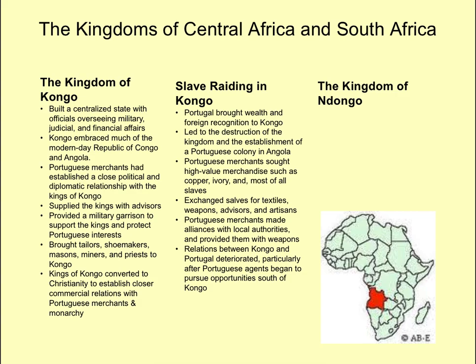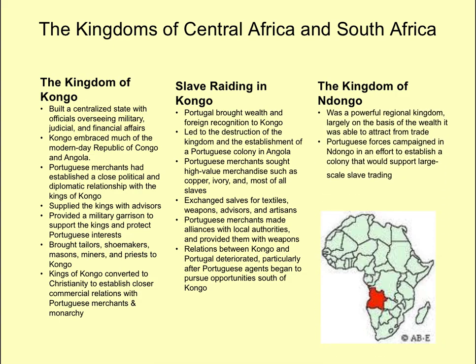So the Portuguese merchants sought high value merchandise in the area. They wanted copper, ivory, and most of all slaves. So it was kind of like, why are we still doing this interaction when I can easily take over you and take the goods that I'm already taking from you free of charge? So relations between Congo and Portugal deteriorated, obviously, particularly after the Portuguese agents began to pursue opportunities south of the Congo in areas that they hadn't already taken over.